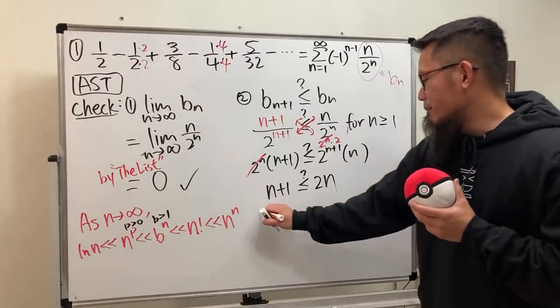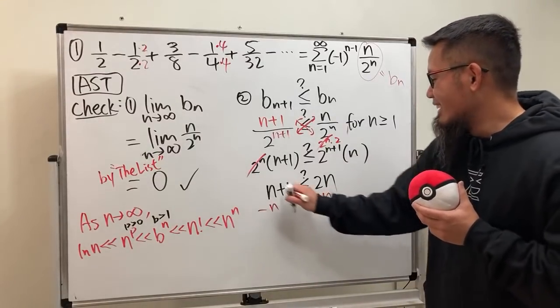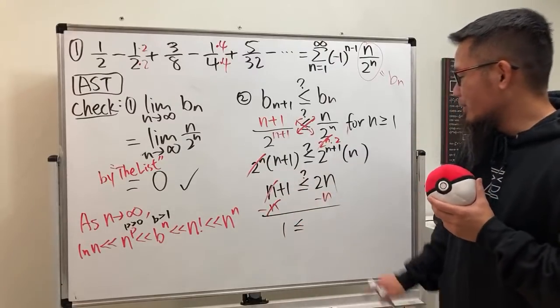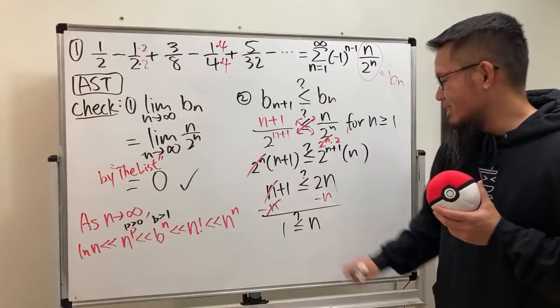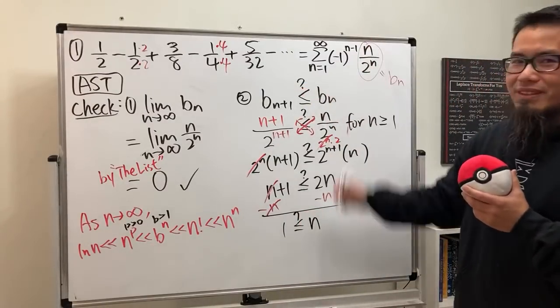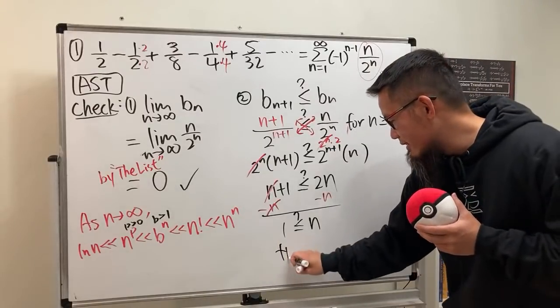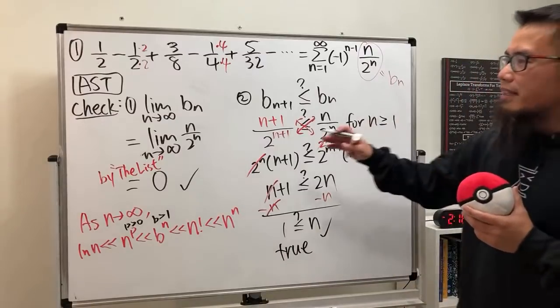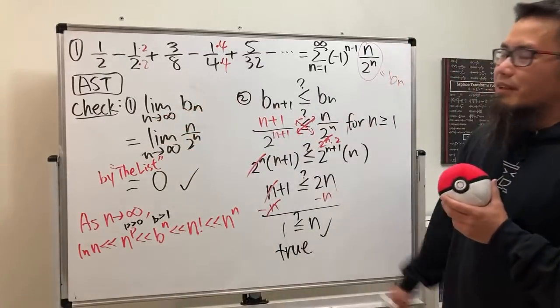If you would like, you can subtract n on both sides. Cancel this out and have a look. This right here is 1 less than or equal to n. Is this true? Yes, right? Because the series goes from 1 to infinity. So it's so true, right? Therefore, as you can see by the alternating series test, this right here converges.